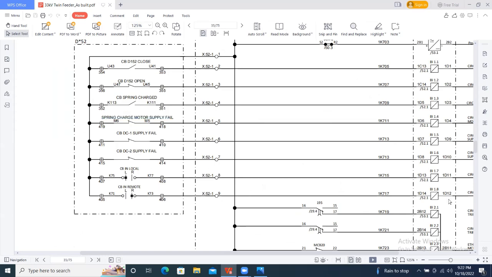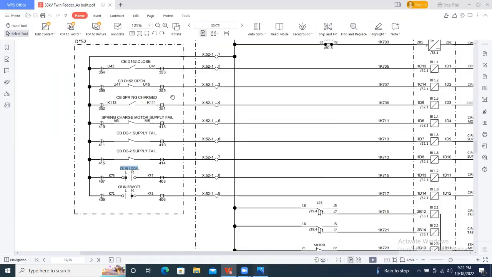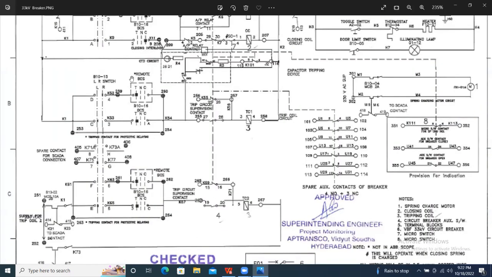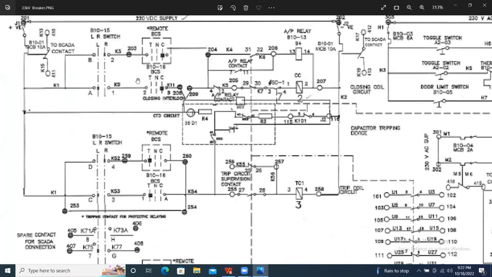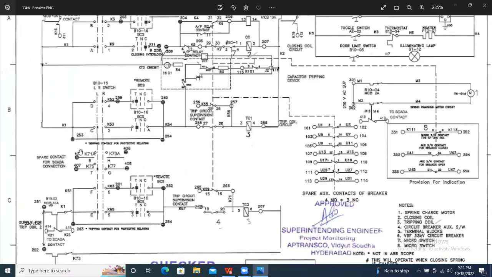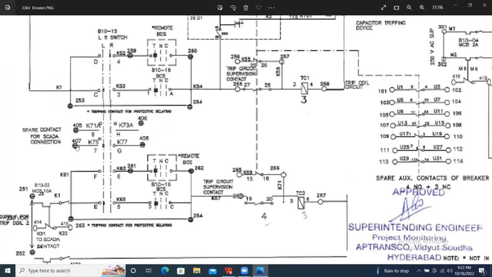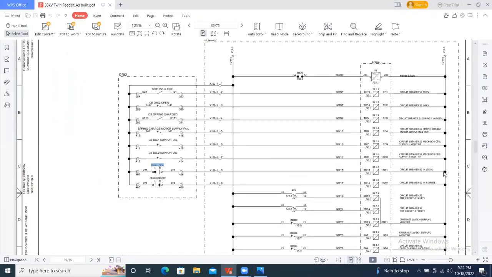And I also want breaker local indication and remote indication. For that also you can take from here, whether the breaker is in local mode or remote mode. Here you can see the local remote switches. You can take these switches from here: 407, 408, 405, 406. This is the indication I am getting for the breaker.